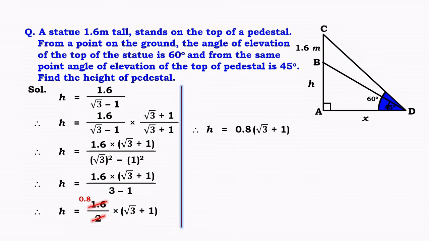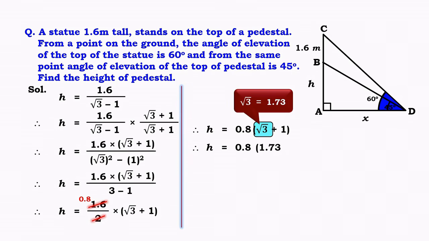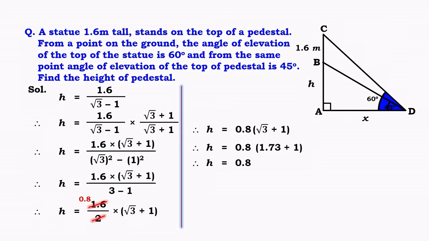Now we use the approximate value of root 3 as 1.73. Substituting this value, we get 0.8 multiplied by 2.73. Multiplying these values gives 2.184. Therefore, the height of the pedestal is 2.184 meters.